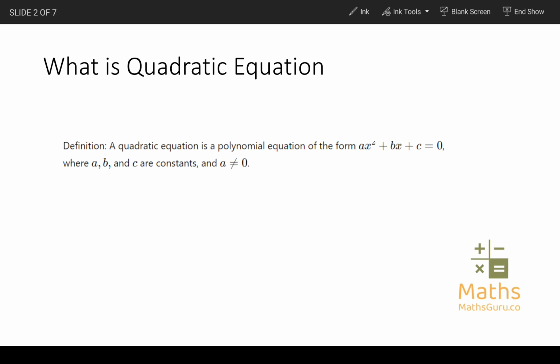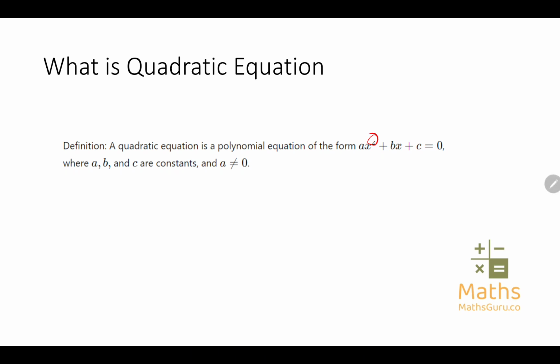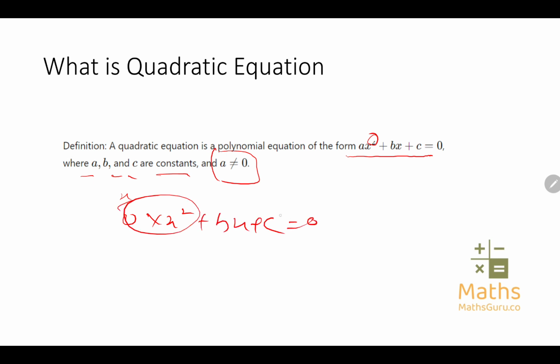A quadratic equation is a polynomial of degree 2, in the form of ax square plus bx plus c, where a, b, c are constants, x is of course the variable, and a should not be 0. Why should a not be 0? If a is 0, then it would be 0 into x square plus bx plus c. This becomes bx plus c, which is a linear polynomial, not a quadratic polynomial of degree 2, right?